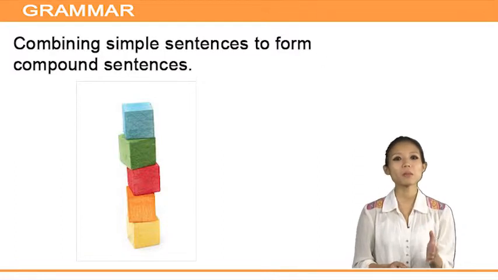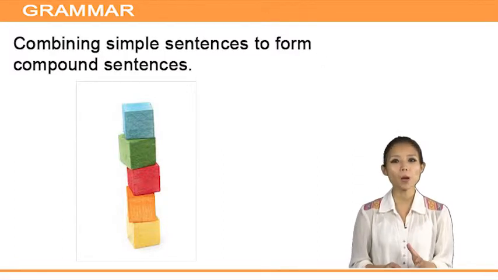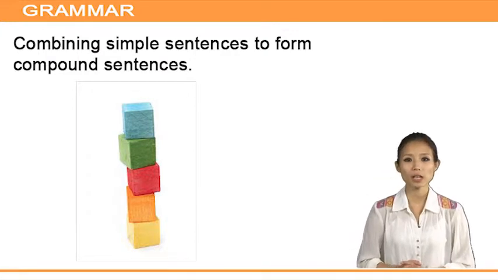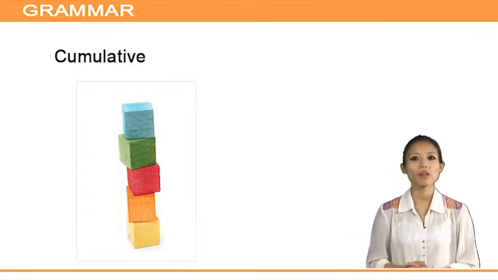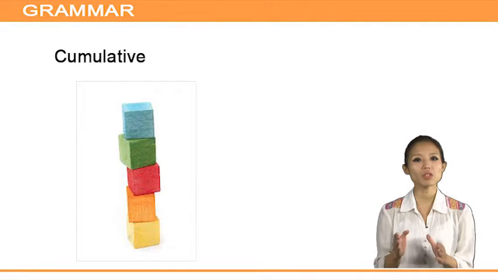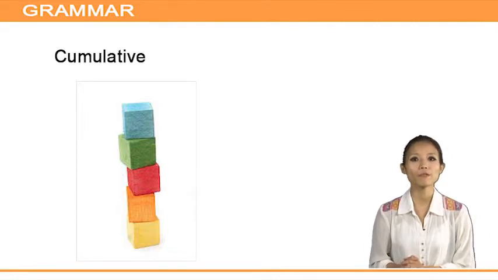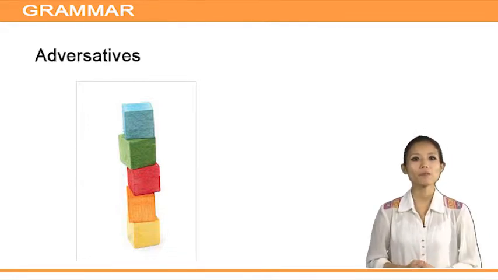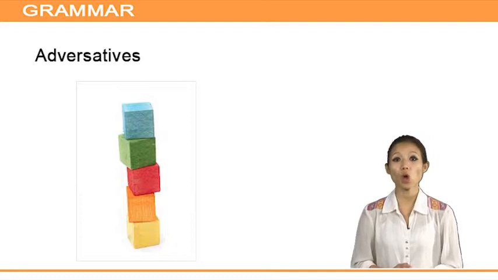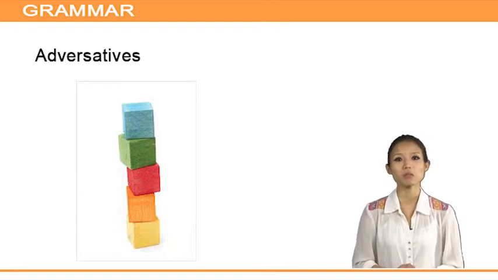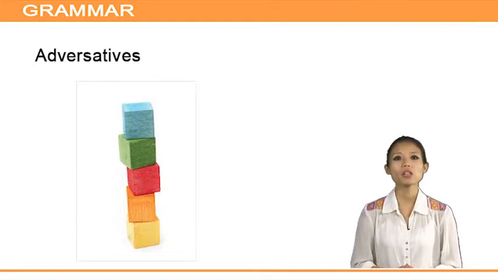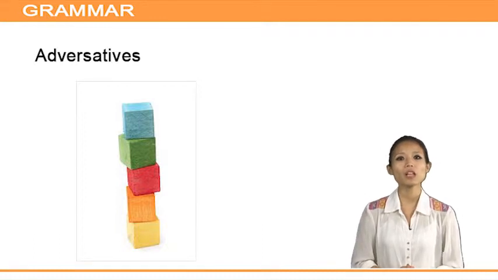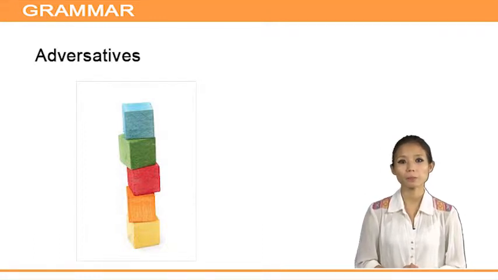Simple sentences may be combined to form compound sentences by the use of coordinating conjunctions. Cumulative: they merely add one statement to another. Example: "He is a fool, he is a knave." Adversative: they express opposition or contrast between two statements. Example: "He failed, he persevered." "He failed, nevertheless, he persevered."